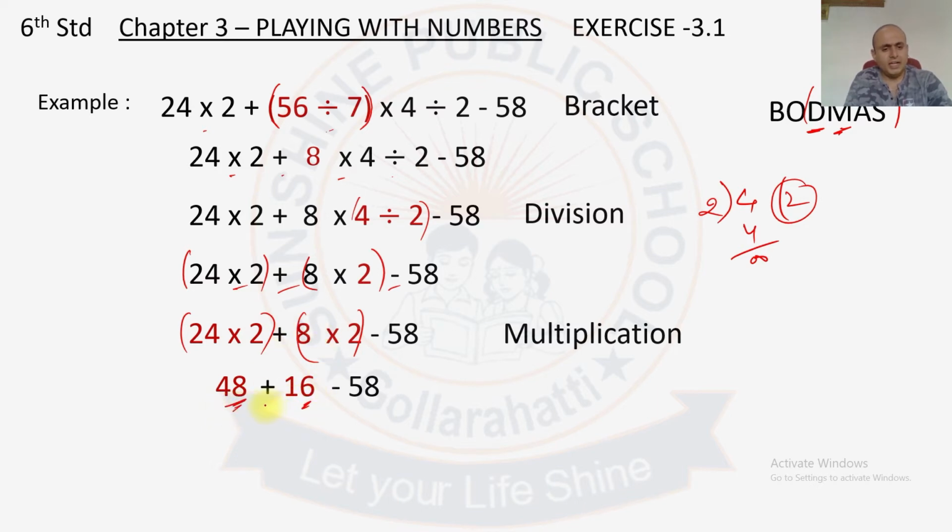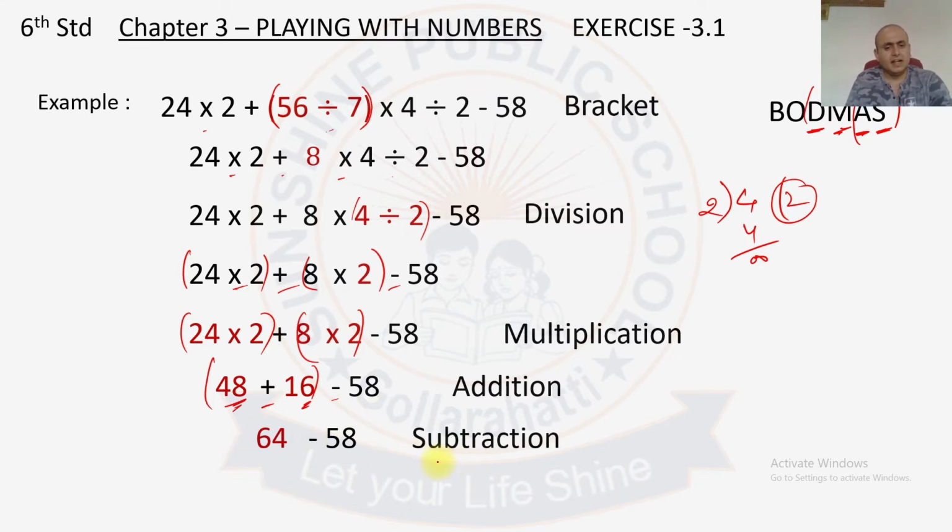Next you have addition and subtraction. According to BODMAS rules, you have to solve addition first and then at the last subtraction. So next you have to add, that is 48 plus 16. Adding 48 plus 16 you get 64, and the remaining minus 58 as it is. Now at the last, only subtraction remains. So you have to subtract. If you subtract 64 minus 58, you get 6. Therefore 6 is the answer. So in this way you have to simplify the following. Let us see the first question.